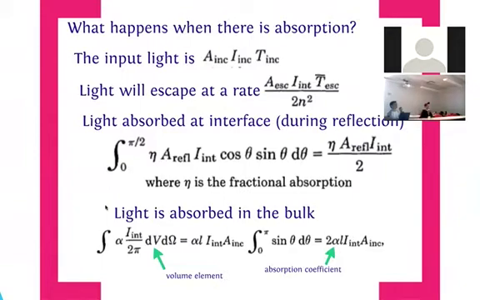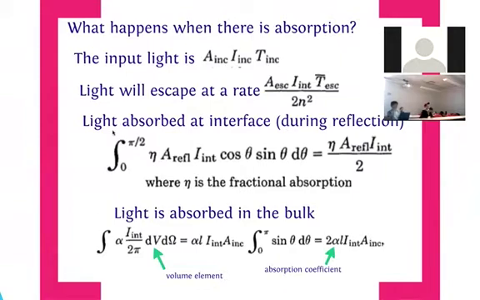Okay, so the last point we have to discuss is the issue of absorption. So far we have basically ignored absorption. We have assumed that the material is completely transparent, which is of course not the case. You want light to be absorbed. That's the whole purpose and goal here. So the question we have to ask is, what happens when there is absorption?